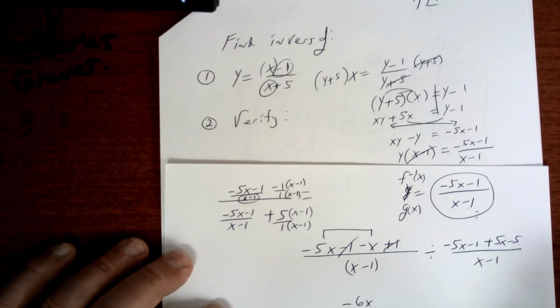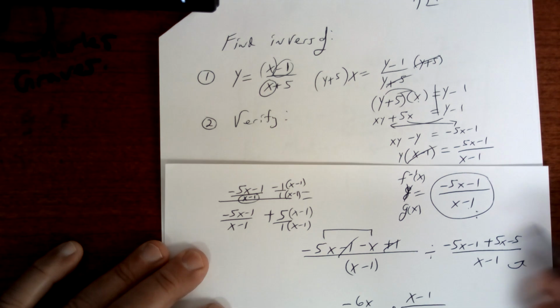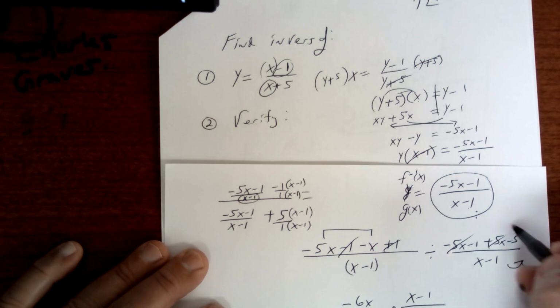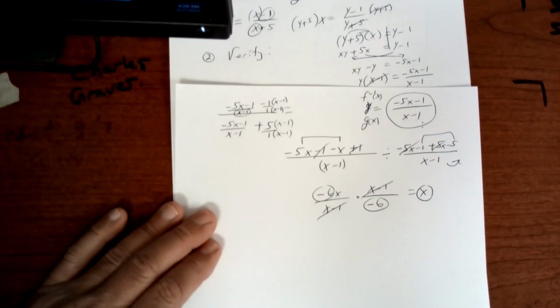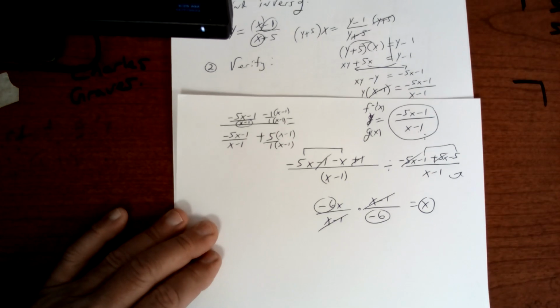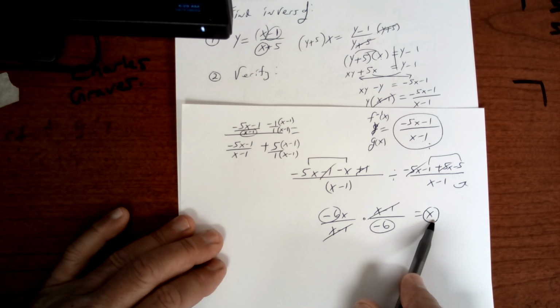You're going to flip this second one, so it's going to be times x minus 1 over the 5x cancels, and you get a negative 6 here. And then this cancels here, and then the negative 6 cancels, and you're left with x. Remember what I said: if it's an identity, when you plug it back in and you get x, that means you did find the inverse, and that's how you work this section.